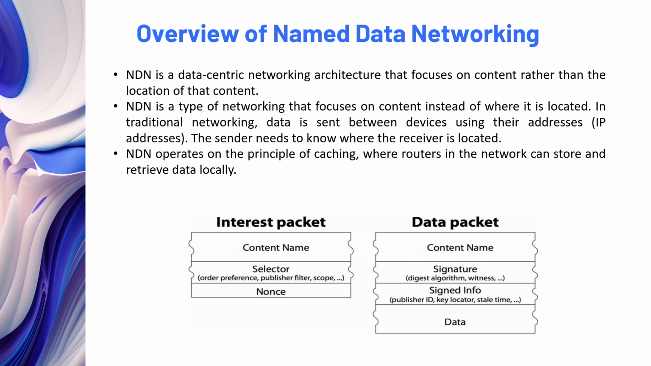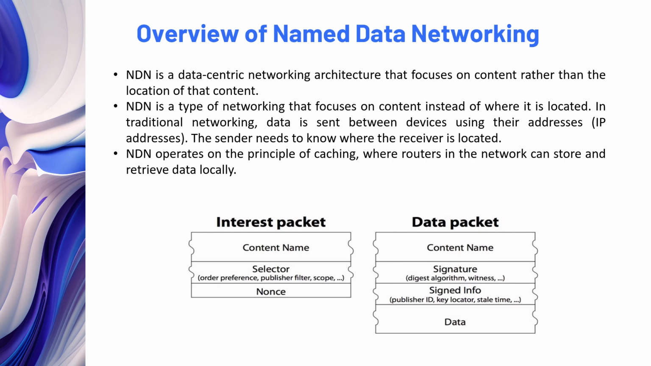However, in NDN, data is given a unique name. When a user or device wants to access specific data, they express interest in that data by its name, and the network itself routes the request to the nearest or most appropriate source of that data. This means users can request content without needing to know where it's stored or located. The network handles the retrieval based on the data's name.